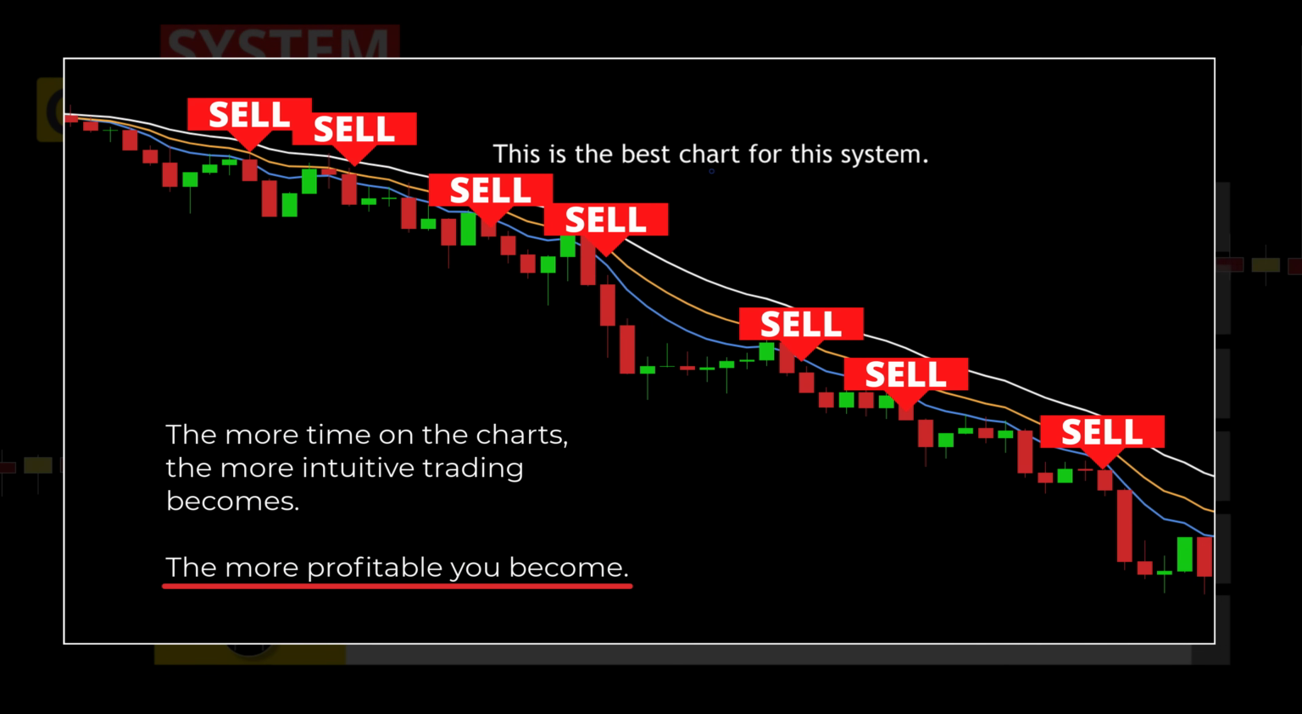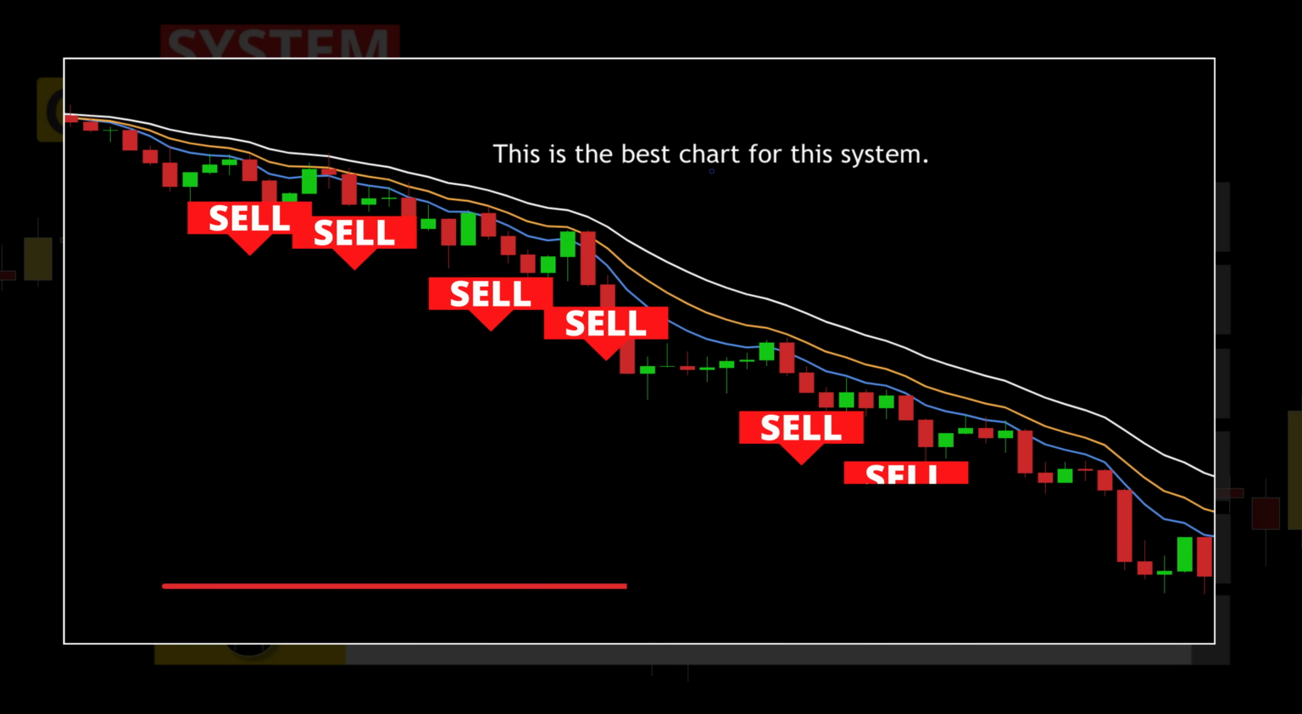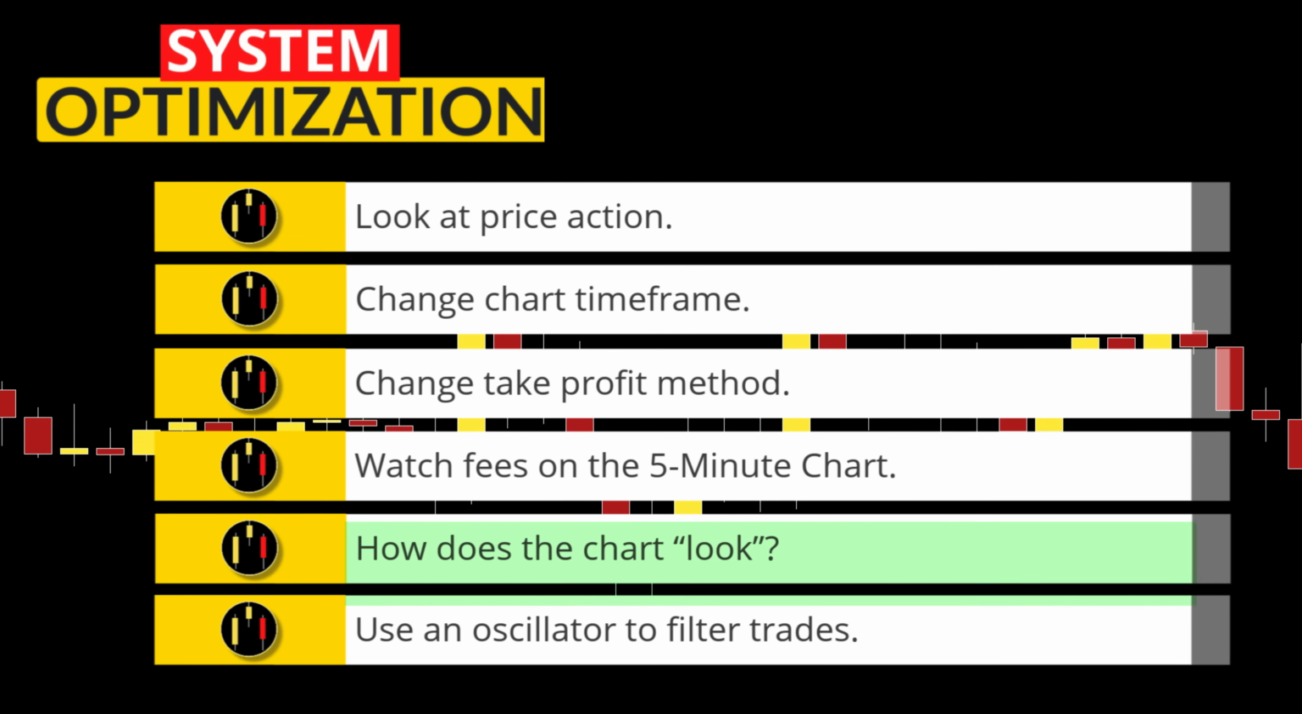There were many wins in a row when the chart looked just like this. If you can find an identical chart, there are many opportunities to take money out of the market.